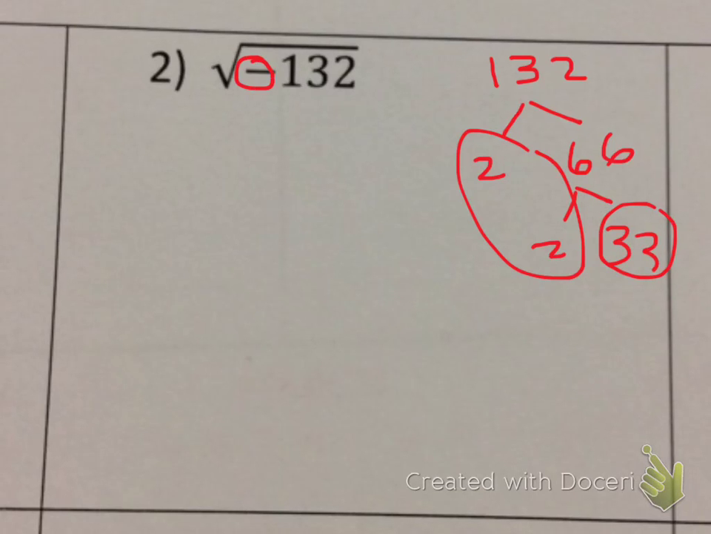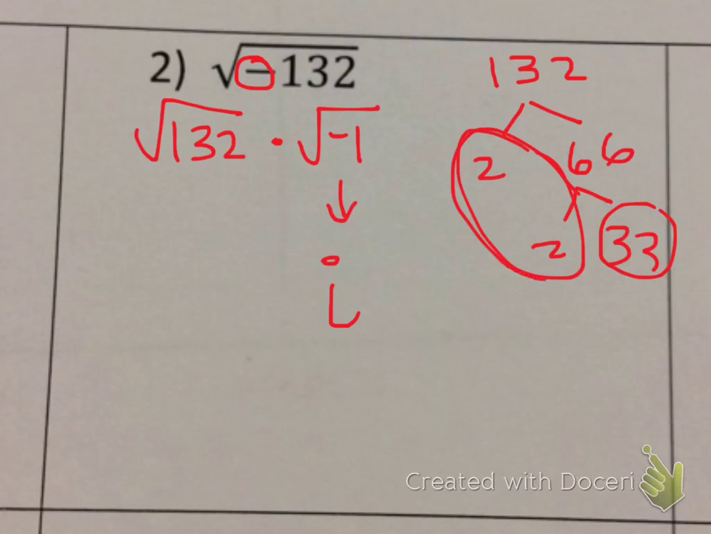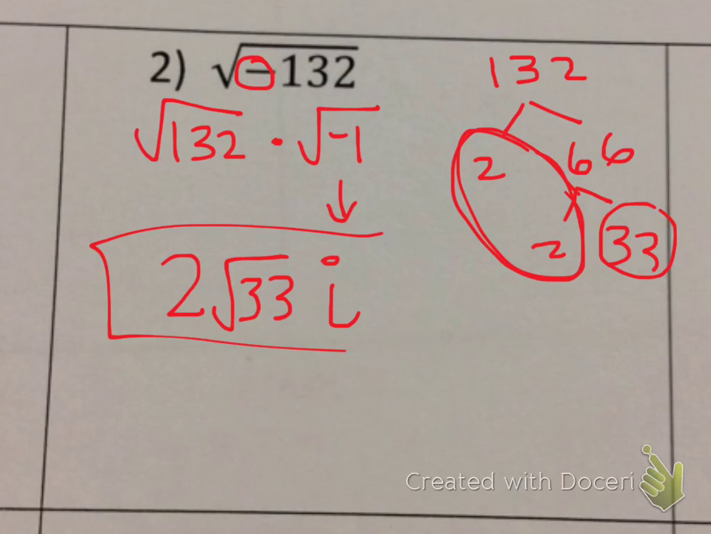That negative is going to be represented by the i, again, because we could write that as the square root of 132 times the square root of -1. The -1 right here becomes the i, and then over here we're going to come back and look at this. Our group of 2 gets to come out of the square root, and we'll have 33 underneath the square root. So our answer would be this. Sometimes I like to write my i right here instead of on the end. That way you can tell for sure that it's not underneath the radical.